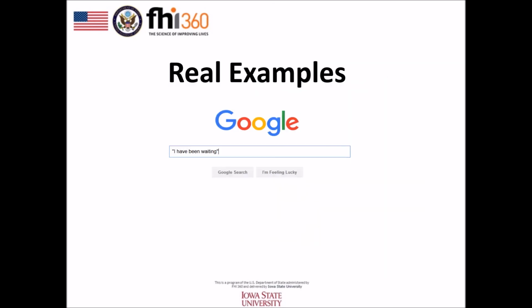Real examples of some grammatical constructions can be found by doing a simple search on the internet. If you use quotation marks around the expression that you want to see, it will give you exact matches for that expression. In this case, I typed in, "I have been waiting," in order to see some examples of that verb used in the present perfect progressive.